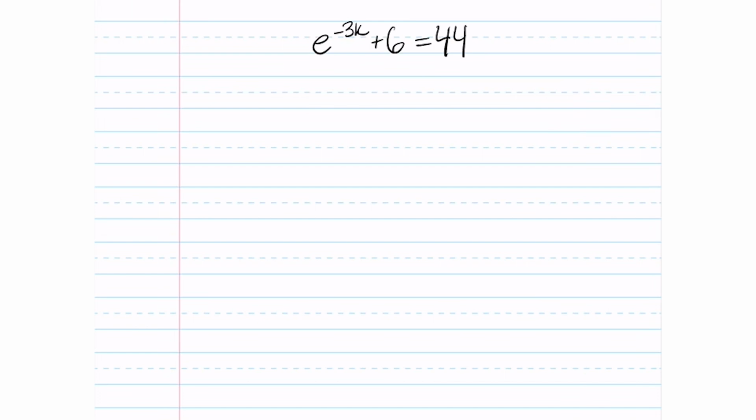With these problems, the first thing that you want to do when you start is simplify them as much as possible. With this first problem, we're going to start by subtracting 6 from both sides of the equation. By doing that, it will help us isolate k, which is what we're trying to solve for. And it'll leave us with e to the power of negative 3k equals 38. From there, we can do this really cool natural log trick to help us get rid of that e.